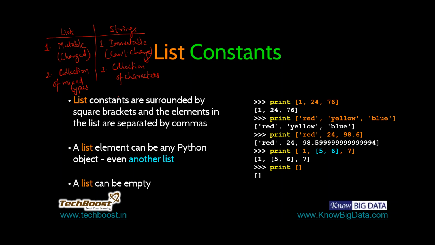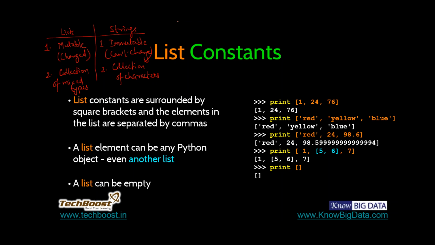Alright, so far with me? Yeah. Alright, so these are two important differences which you should keep in mind when you're deciding for a data type. Yes, we do have two collections, but when you want to change a collection, you should use a list. Alright, and also when you have a requirement of collection of mixed items, go for a list.